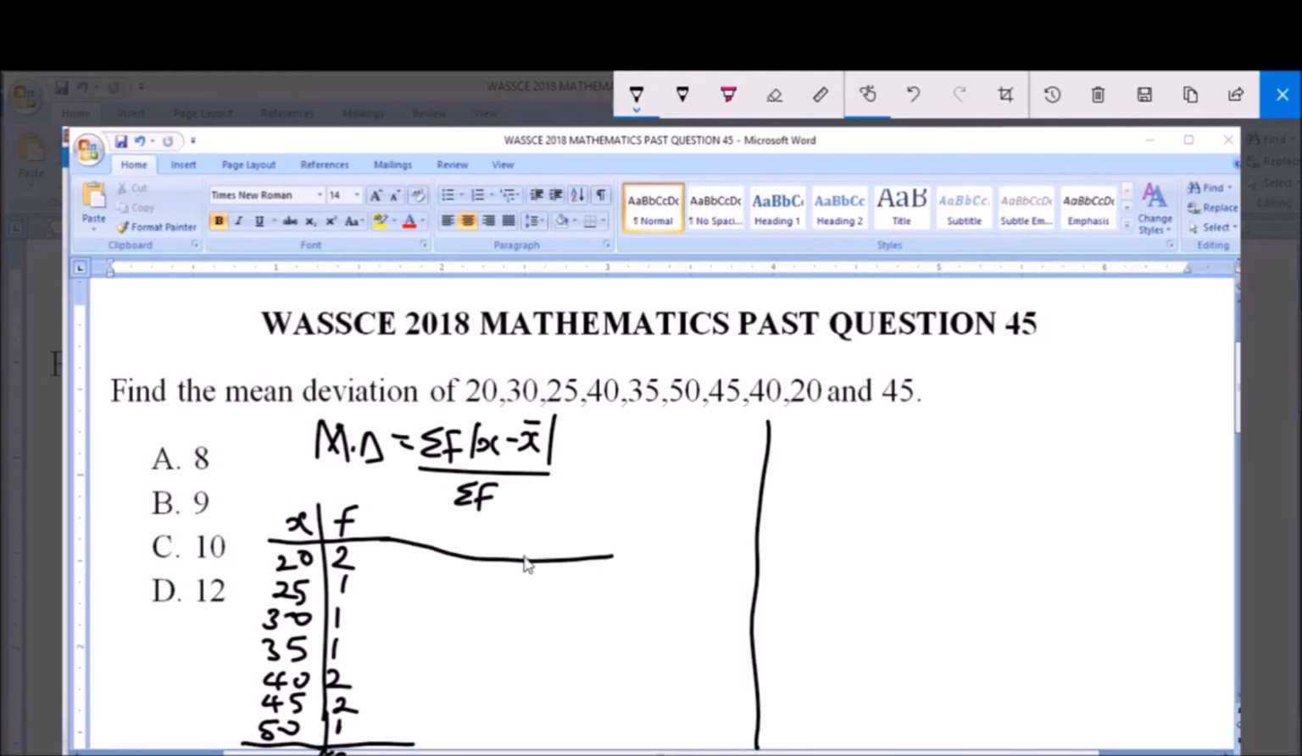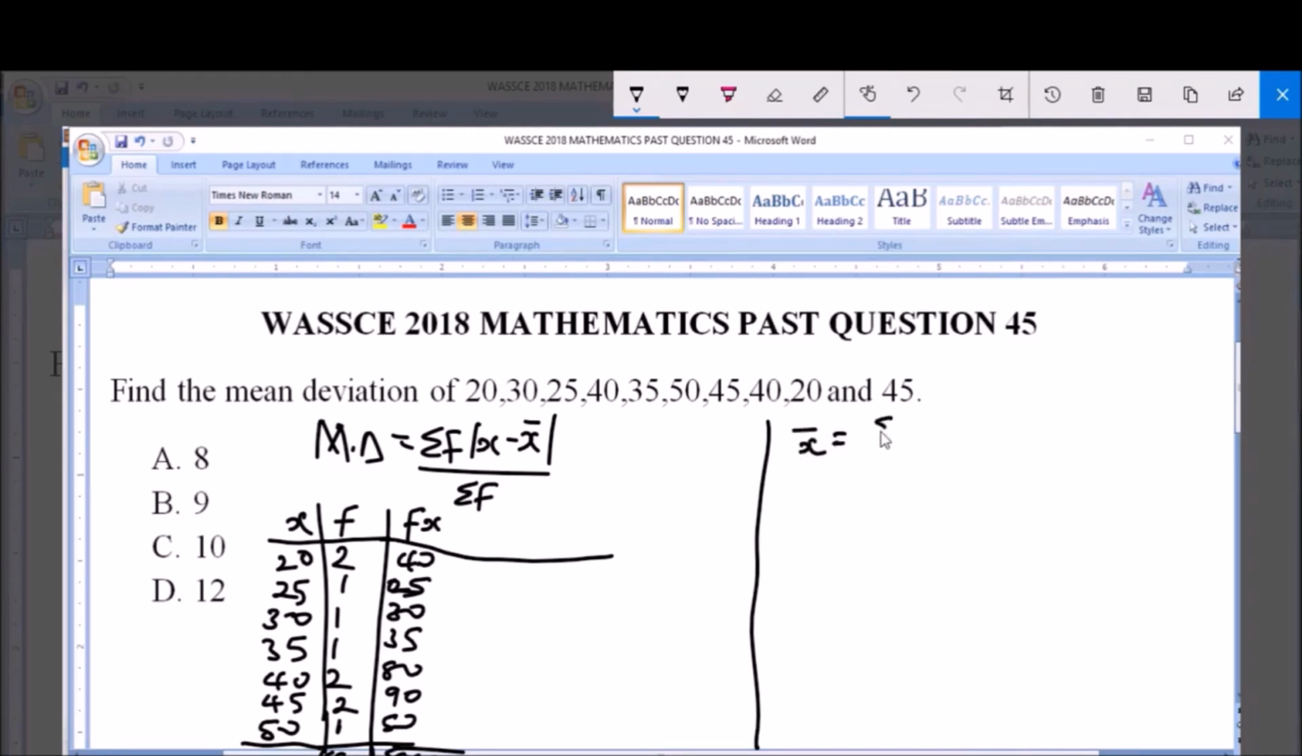Now the next we'll be having is fx. Now fx will be equal to 20 times 2, that's 40. 25 times 1 will give us 25. 30 times 1 will give us 30. 35 times 1 will give us 35. 40 times 2 will give us 80. 45 times 2 will give us 90. Then 50 times 1 will give us 50. Now summation fx is equal to 350.